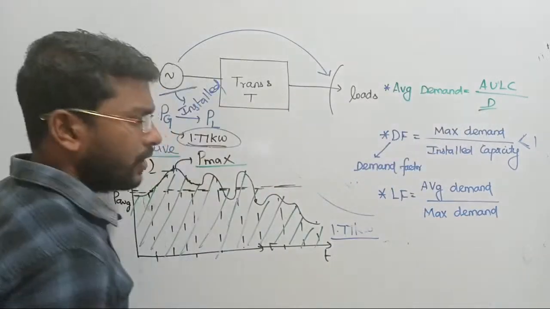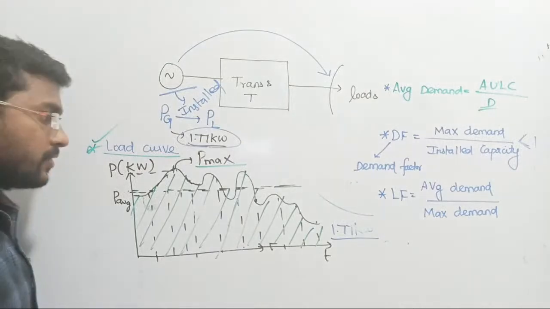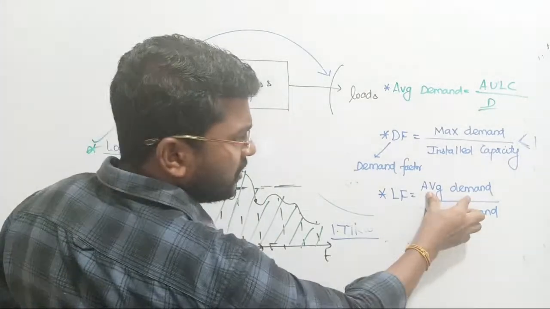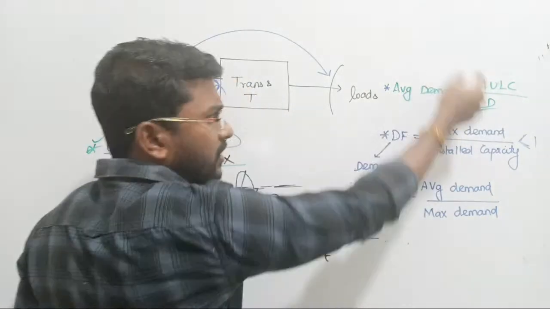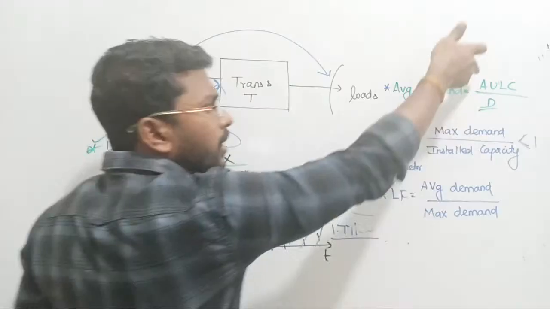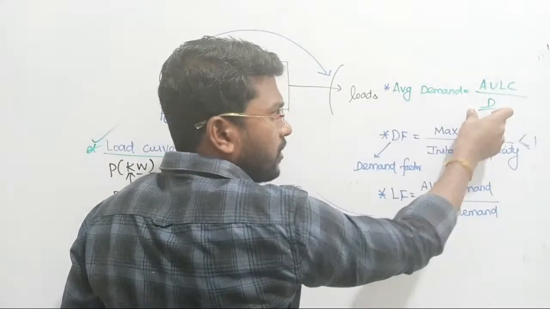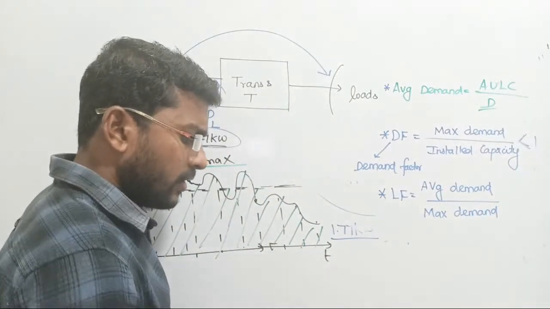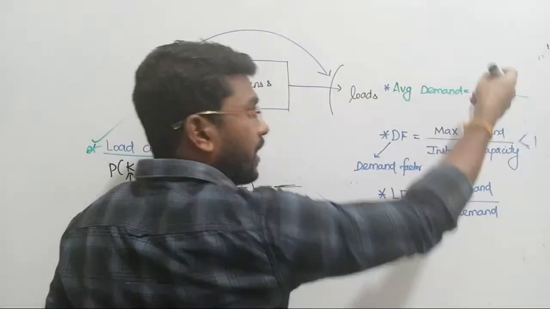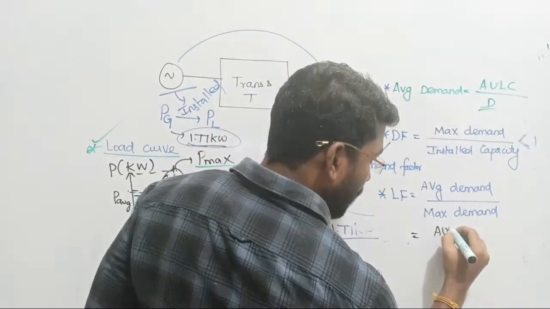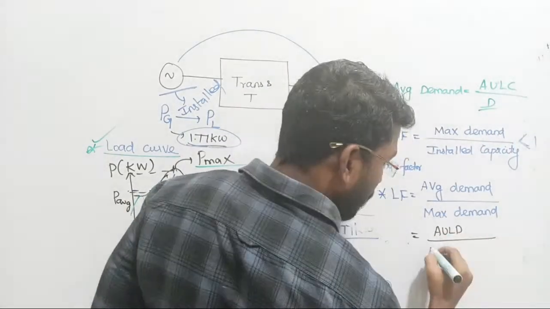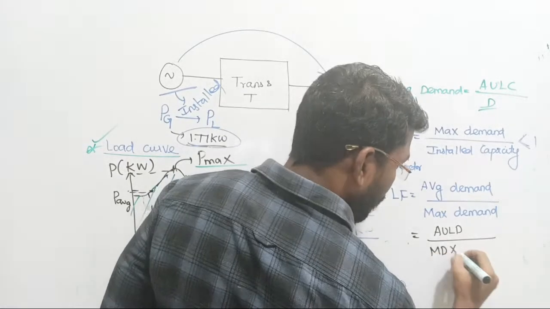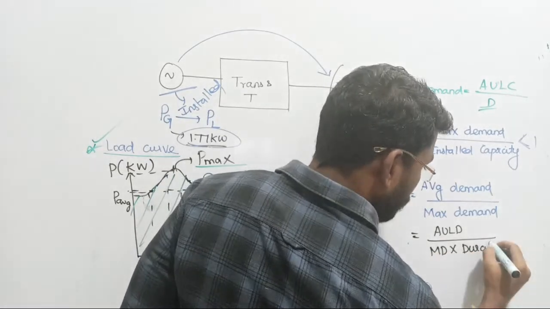Let me write. Getting back, where is your load factor? Here it is my load factor, right? Now for this average demand, you can replace it by area under load curve divided by duration. Correct? Let me substitute it. That equation can be further written as, average demand can be replaced by area under load curve, divided by maximum demand into duration. I can also write like that.